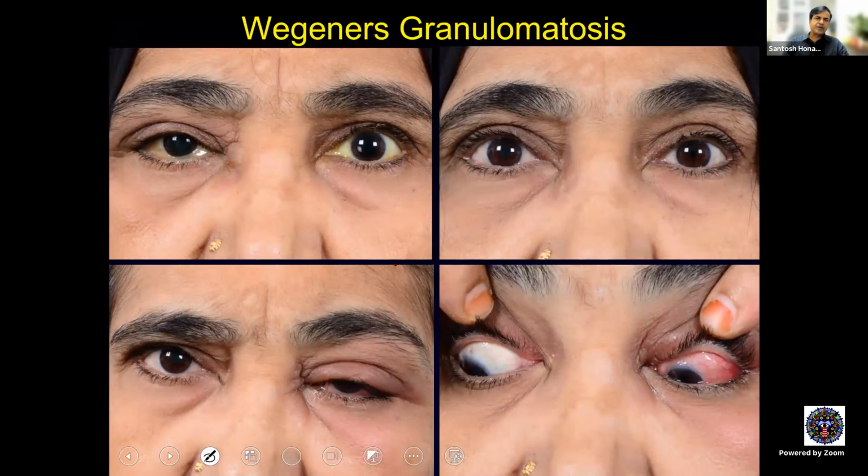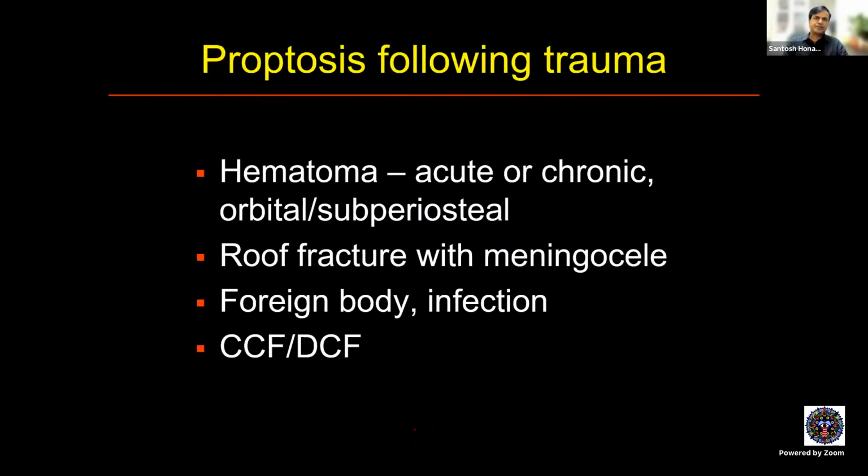Now, this is another patient, an elderly patient, who has more of inflammation, but that did not prevent us from biopsying it, and it turned out to be vaginous granuloma. Now, going on to trauma. What are the causes for proptosis following trauma?